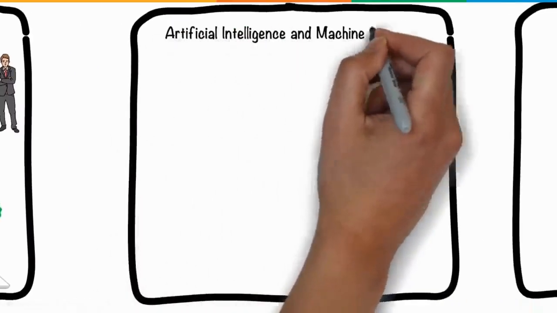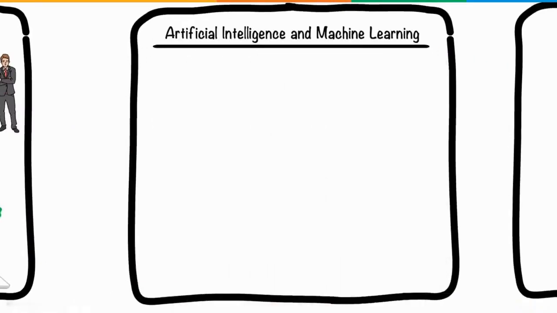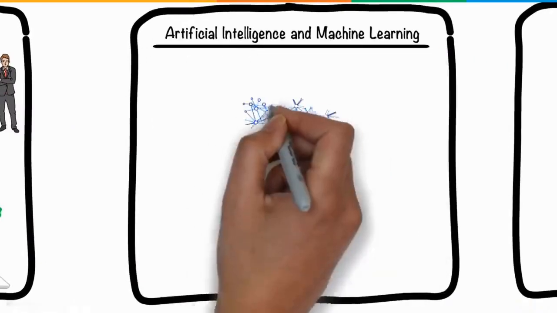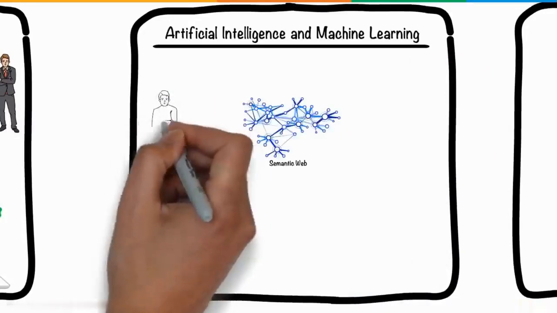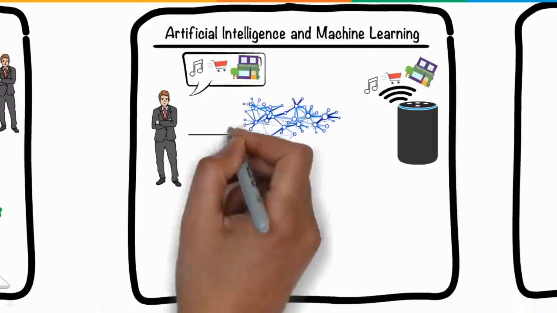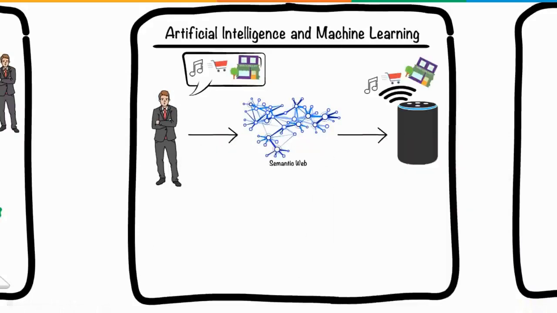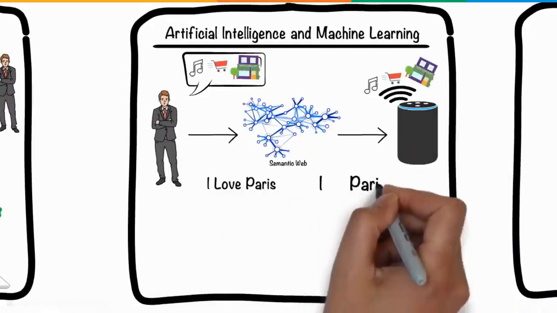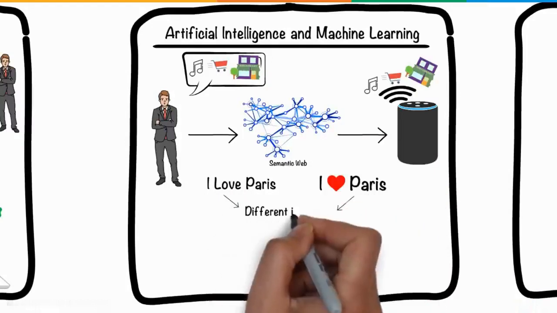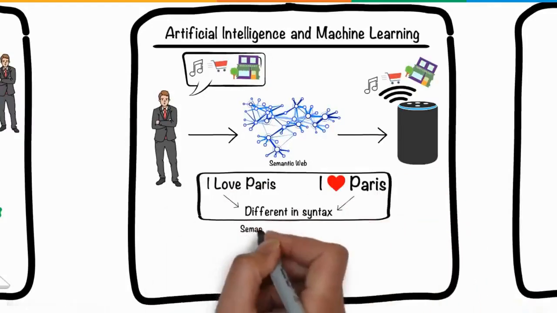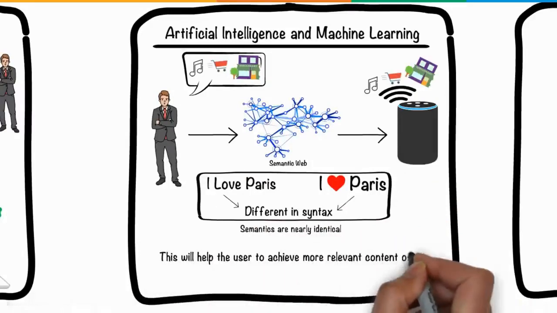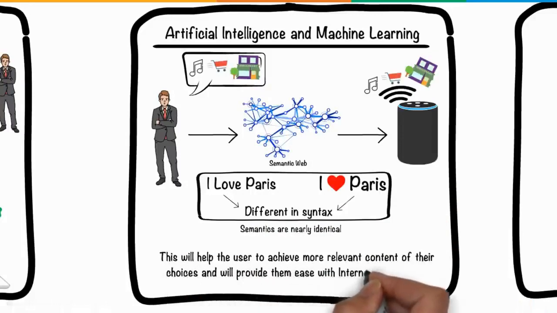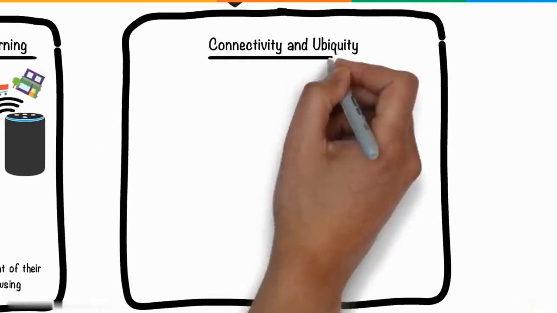Third is artificial intelligence and machine learning. In Web 3.0, through technology based on semantic web ideas and natural language processing, computers will be able to understand the information in the same way that people do. For example, I love Paris and I heart Paris may seem different in syntax. However, their semantics are nearly identical. This will help the user to get more relevant content to their choices and will provide them ease with internet browsing. Fourth is connectivity and ubiquity.